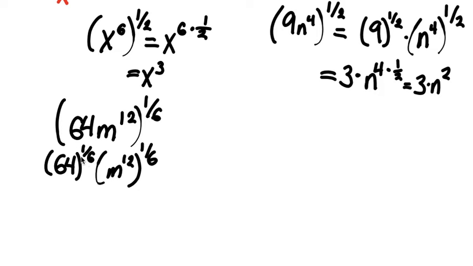64 to the power of 1 over 6 is the sixth root of 64, which will end up being 2. And with m to the power of 12, we can multiply the two exponents together. And we know that 1/6 of 12 will be 2. And our final answer will be 2m to the power of 2.